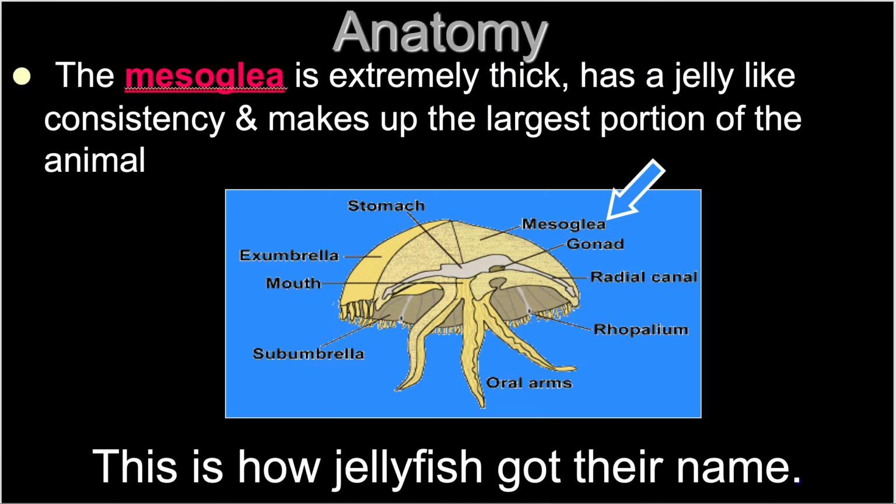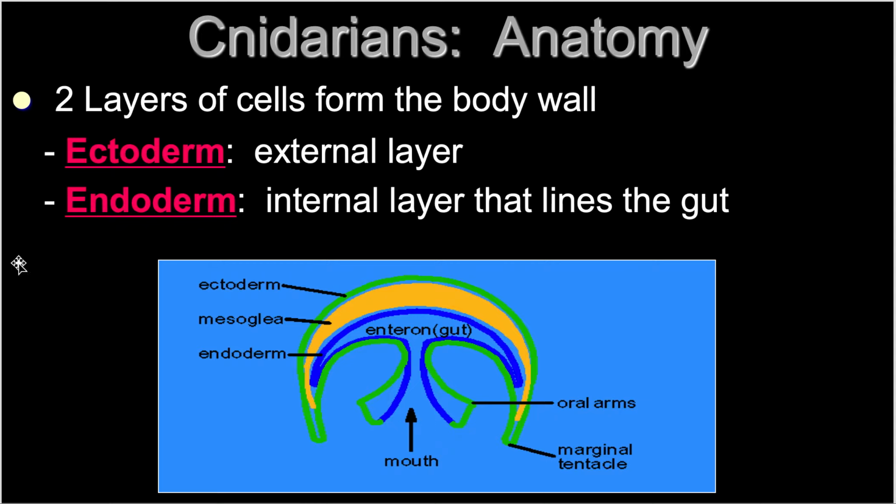Cnidaria have what's called mesoglea, which has an extremely thick, jelly-like consistency. It makes up the largest portion of the animal. It's kind of like what's inside of it, and it's how jellyfish got their name, because they're full of jelly. Not edible jelly, of course.